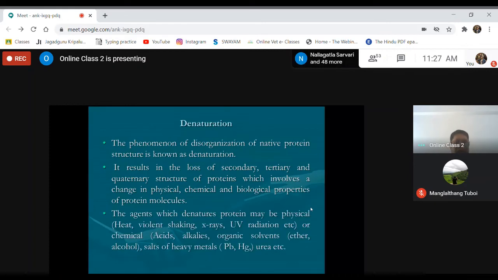The agents which denature the protein may be physical, like heat, violent shaking, X-rays, UV radiation, etc., or they may be chemicals like the addition of acids, alkalis, organic solvents, and all that. Even salts, salts of the heavy metals, may denature the native conformation of the protein. So those agents which destroy the native conformation of the protein may be physical or chemical.